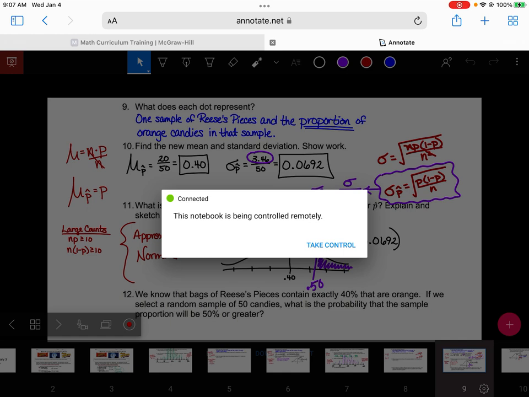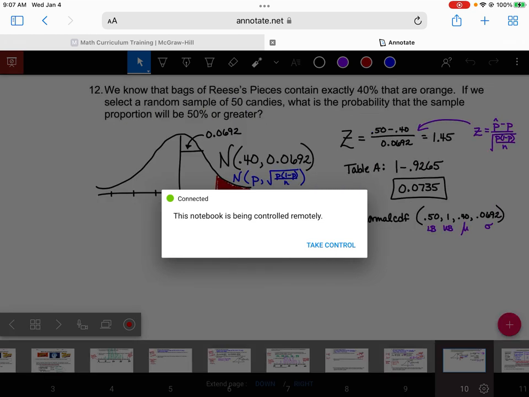My lower bound would be 50%. My upper bound would be 100% or 1. And then we have our mean and our standard deviation. Let me pop that up on the screen here. There we go. So there's my picture.